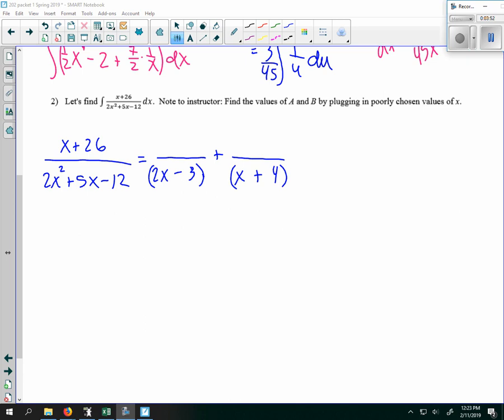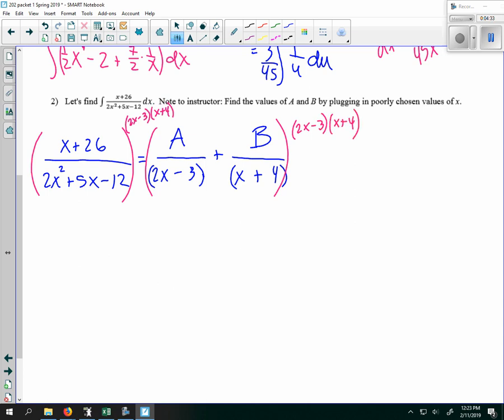So this is the goal. I want to rewrite the given fraction, the integrand, as a sum of two fractions where the denominators are the factors of the first fraction. And to figure out what the numerators have to be, I'm going to call them a and b, and I'm going to try to figure out what they are using some algebra. So I'm going to multiply both sides of this equation by the common denominator 2x minus 3 times x plus 4. This is going to clear the fractions. So multiply this by 2x minus 3 times x plus 4, and multiply this side by 2x minus 3 times x plus 4.